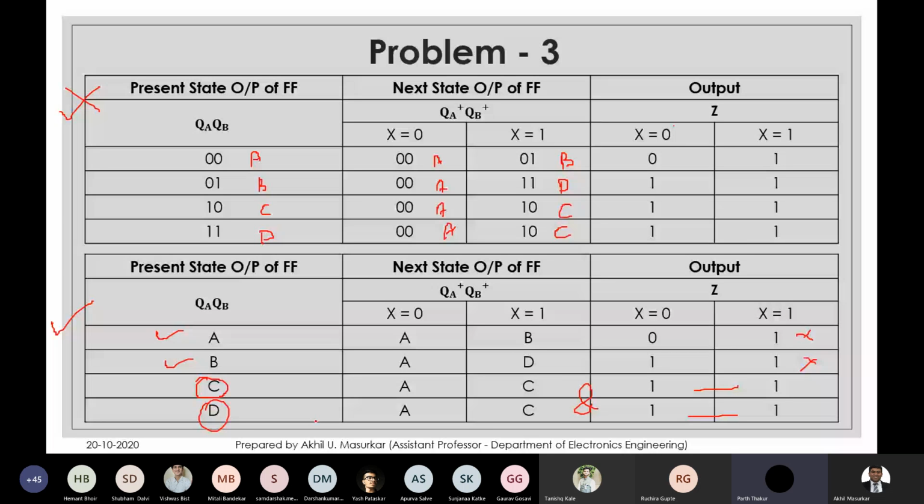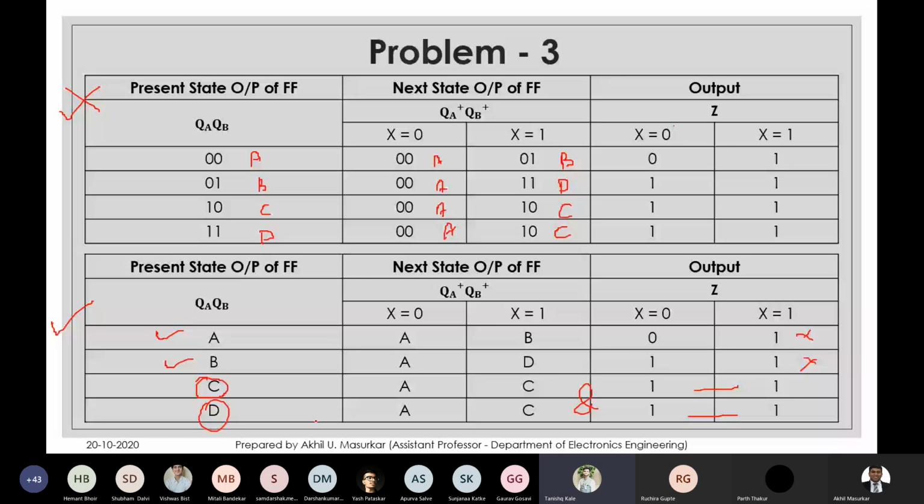Okay, Tanish, can you come in and tell me why states C and D are equal? Yes, sir. As you said in the previous lecture, for two states to be equal, there are two necessary and sufficient conditions. The first condition is their output should be equal, and the second condition is their next state output should be equal. So C and D satisfy both the conditions. So therefore, C and D are equal.